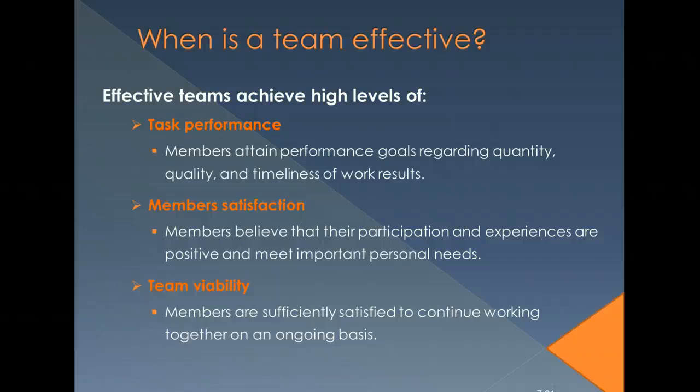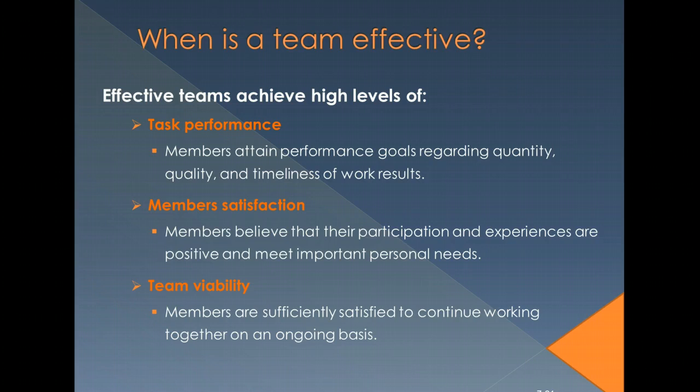Okay, so let's look at these three items that I want to talk about. Task performance. A task is going to be some individual item that needs to get done. So when you're talking about task performance, an effective team achieves its performance goals in the standard sense of quantity, quality, and timeliness of their results.